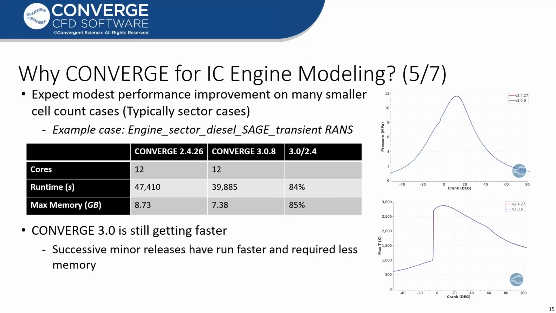So I'm showing this diesel engine sector case, which is a smaller case. The cell count is somewhere around 100 to 200,000. We ran this on an older version, which is 2.4, given in the second column, and the newer version, in the third column, on the same number of cores. You can see we get a marginal performance improvement, but it still improves. So you are better off using this newer version.